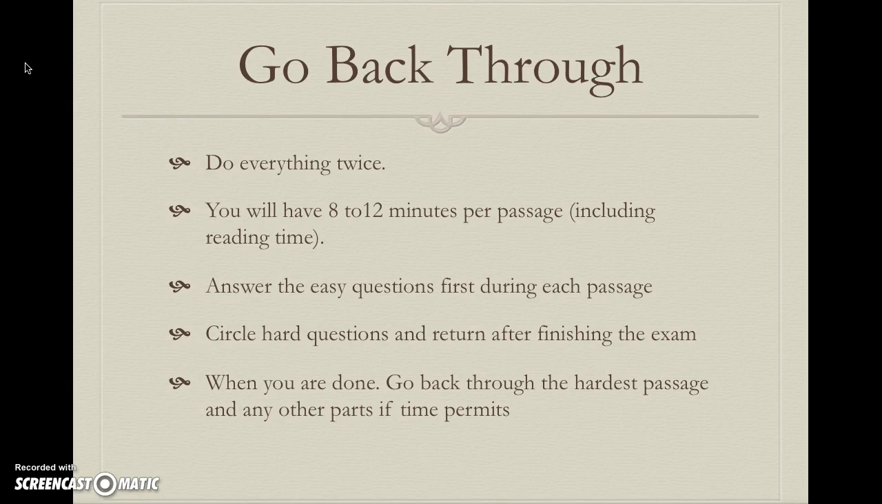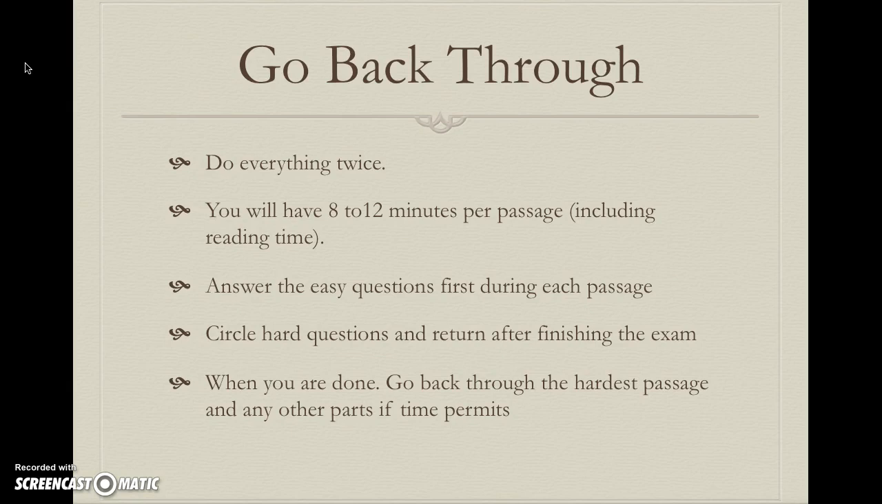You will have 8 to 12 minutes per passage, and this does include reading time, so you will have less than 1 minute for each question for each passage. You have to go very quickly through this exam, especially if you want time to go back through. The easiest way to save time is to go ahead and answer all the easy questions first. That way you are sure to have the most questions answered if you do run out of time.